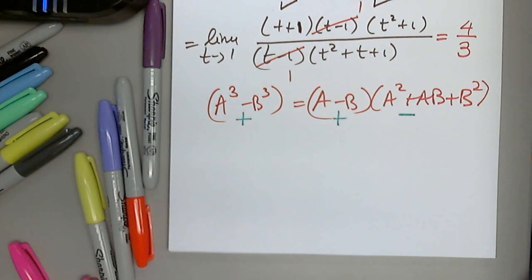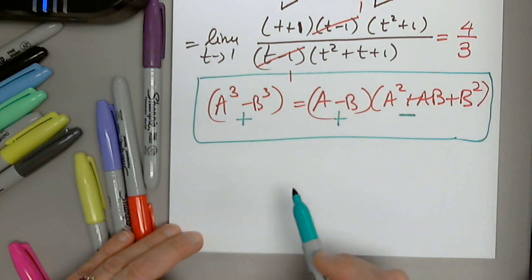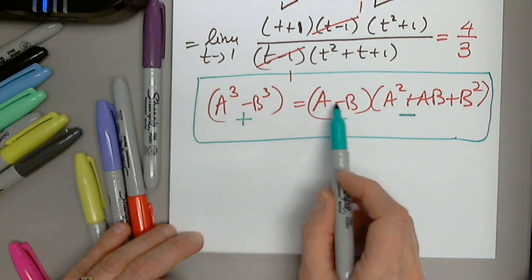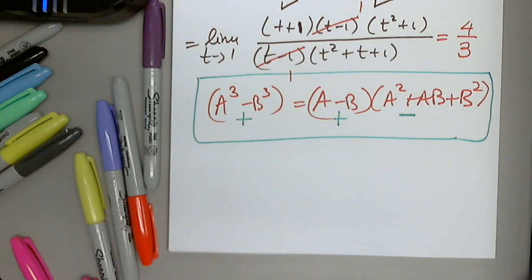If we are factoring the difference of cubes, then the binomial has the difference and the trinomial has the sum. If we factor the sum of cubes, then the binomial has the sum, but in the middle, minus. Otherwise, terms will not cancel out. So this is what we used for t cubed minus 1: t minus 1 times t squared plus t plus 1. Any questions?